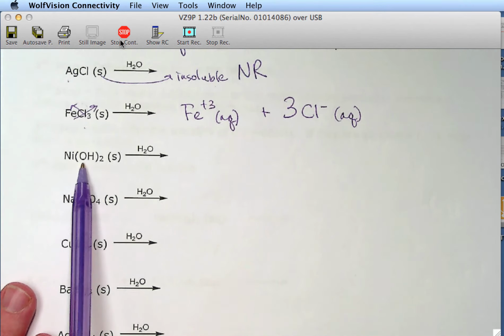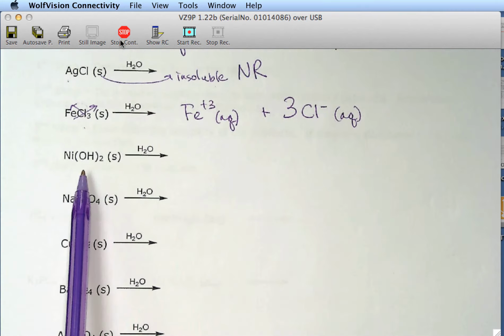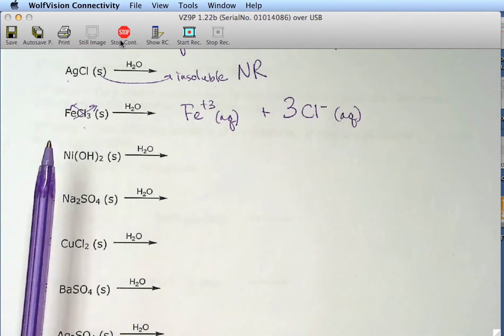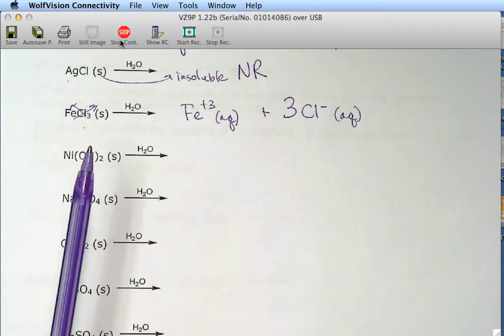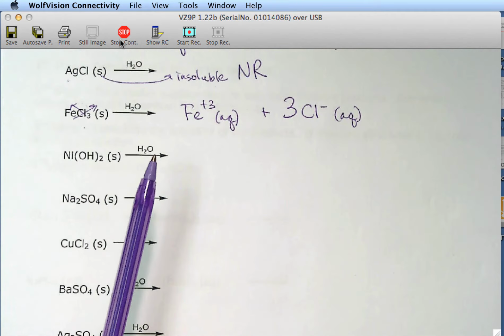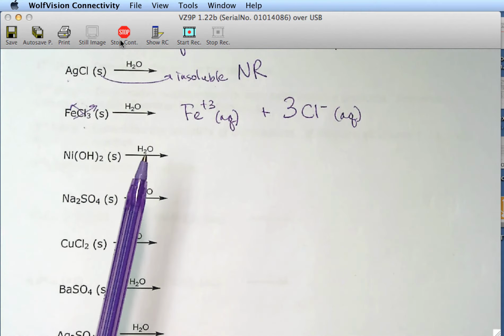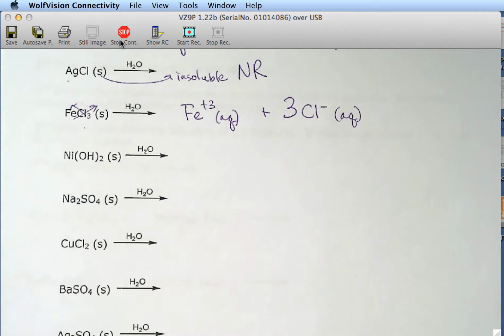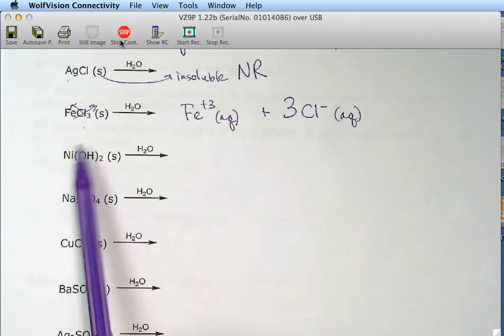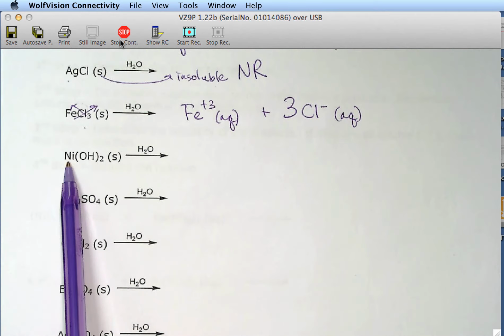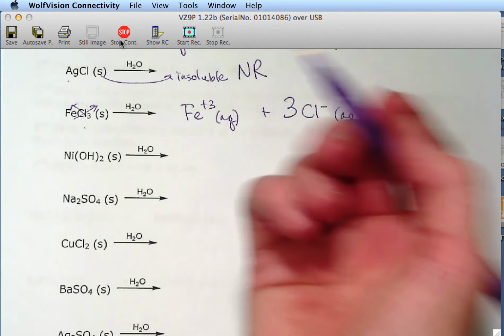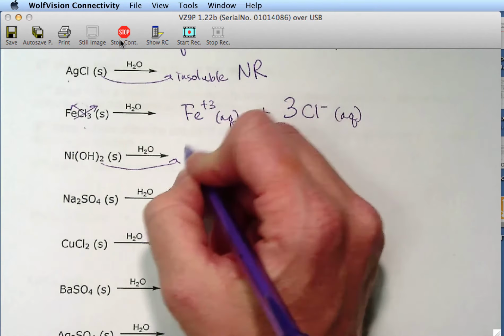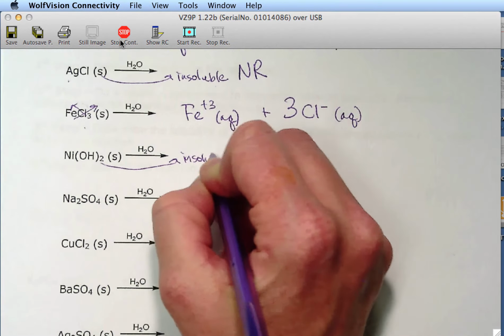So this is the fourth rule. So that's the one, salts that contain hydroxide, carbonate, sulfide, phosphate are insoluble unless paired with group 1 or ammonium. So yes, it's not soluble. It's not group 1, it's not ammonium. So that means it's insoluble.